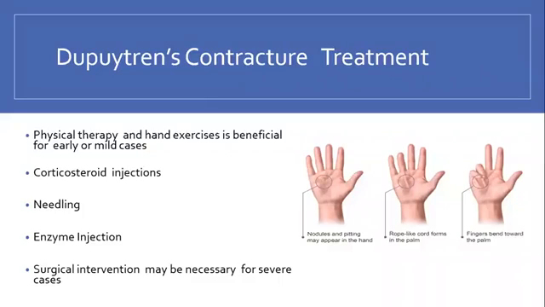Dupuytren's contracture is treated with physical therapy and hand exercises, and they're beneficial for earlier mild cases. Steroid injections can be useful, as well as needling, enzyme injection, but surgical intervention may be necessary for more severe cases. And you can see nodules and pitting in the hand.